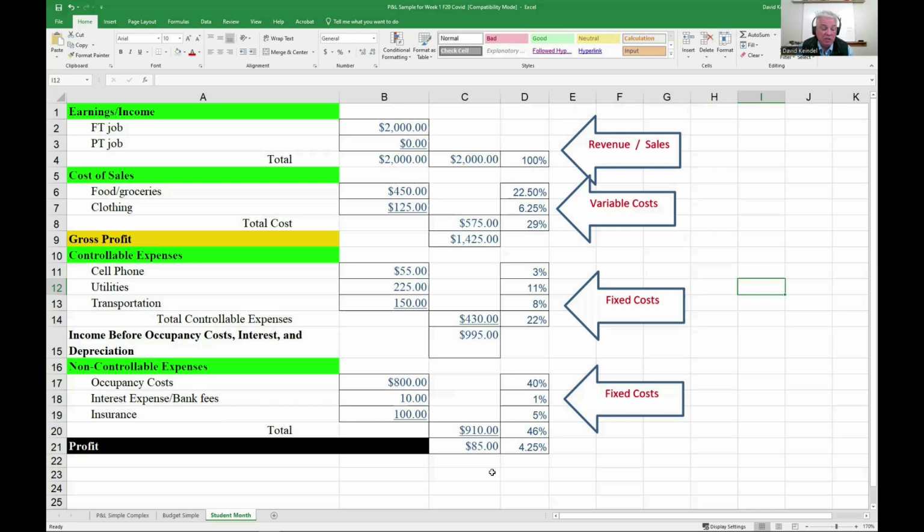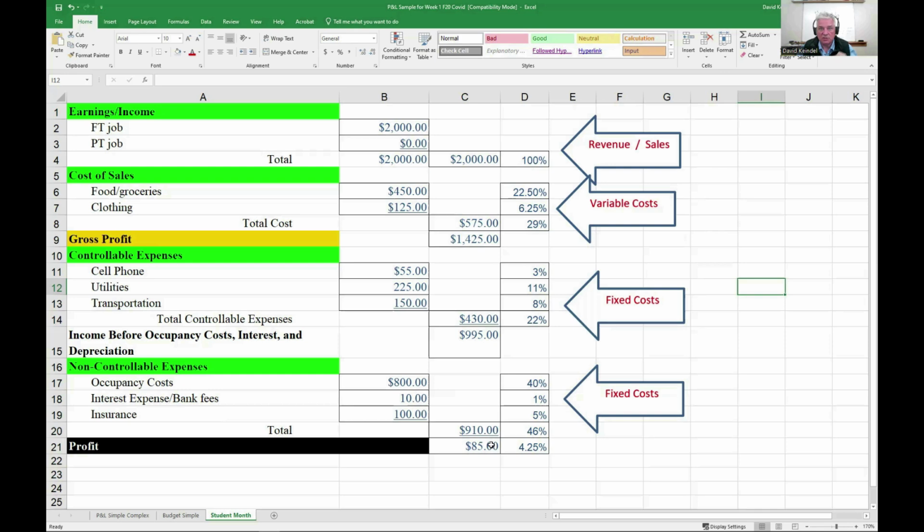Is that good or bad? It depends on what you think or what your plan was. It's just a number right now. But if your plan was 10%, then that's really bad. If your plan was 2%, well, then that's double what you had planned. So this number is only relative to what the original plan was, what you wanted to do.